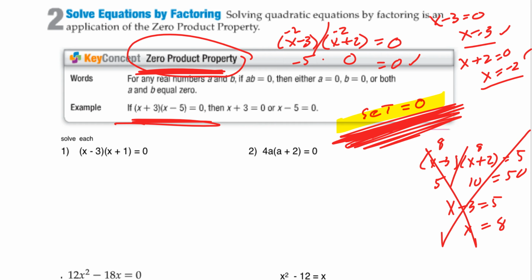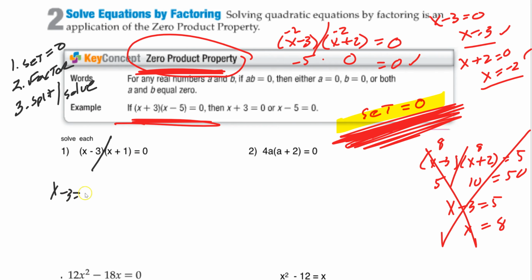So that's going to be step 1: set equal to 0. And then we're going to factor. And then we're going to split and solve. So step 1, see, now it's already factored for us. It's already set equal to 0. So all we've got to do is split and solve.